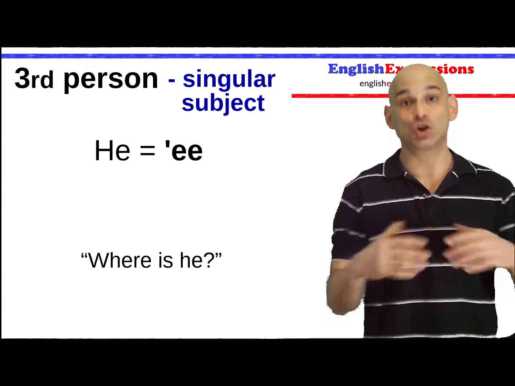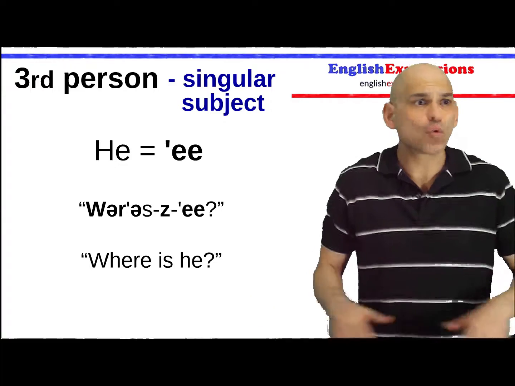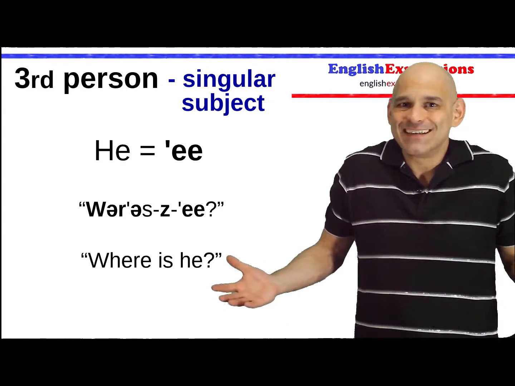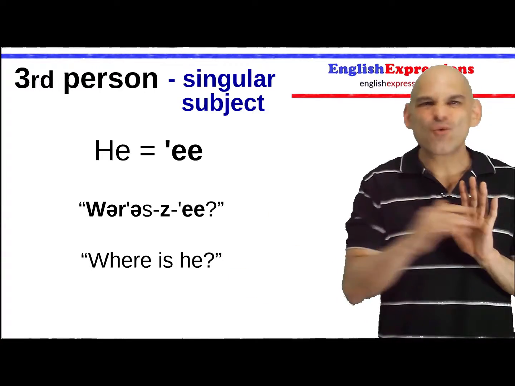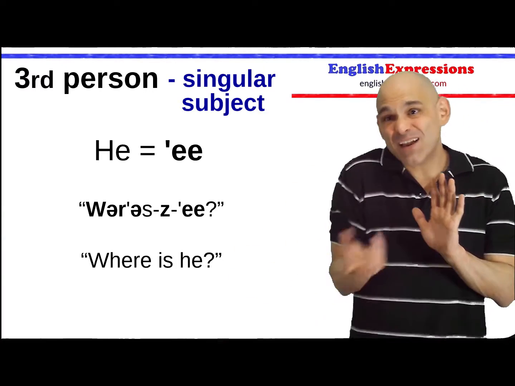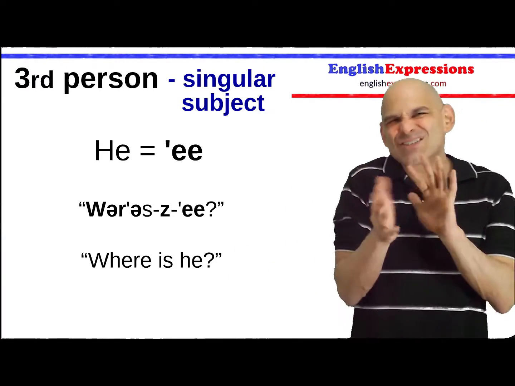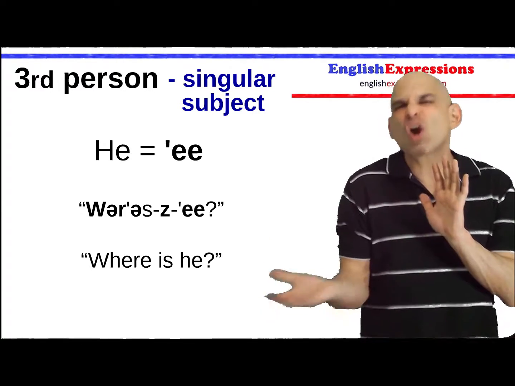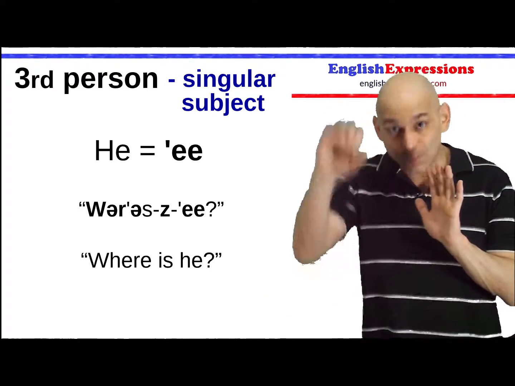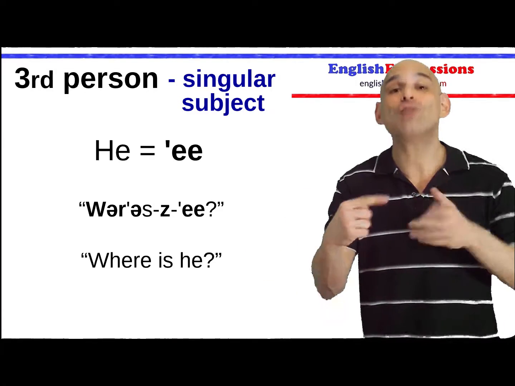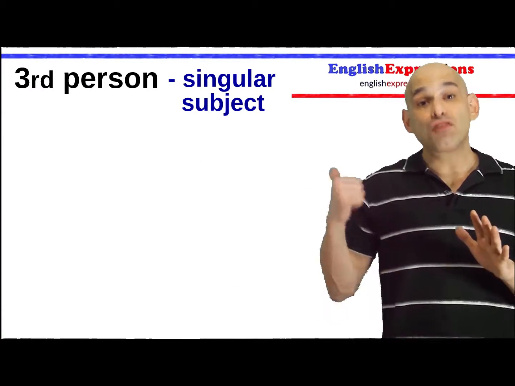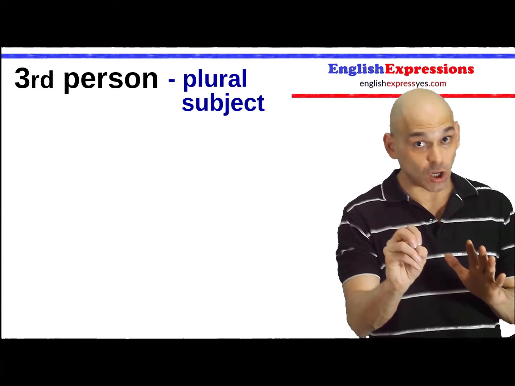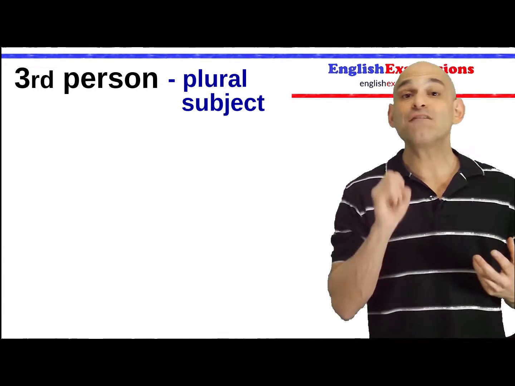Or a native English speaker could say, where is he? Where is he? So here, notice, where is he? Where is he? And here for "is," we use the contraction, but it's sort of, we just use schwa. Where is he? And we drop the H, link the long E onto the S. Where is he? Okay, now, for the third person plural subject pronoun, we say it fully.